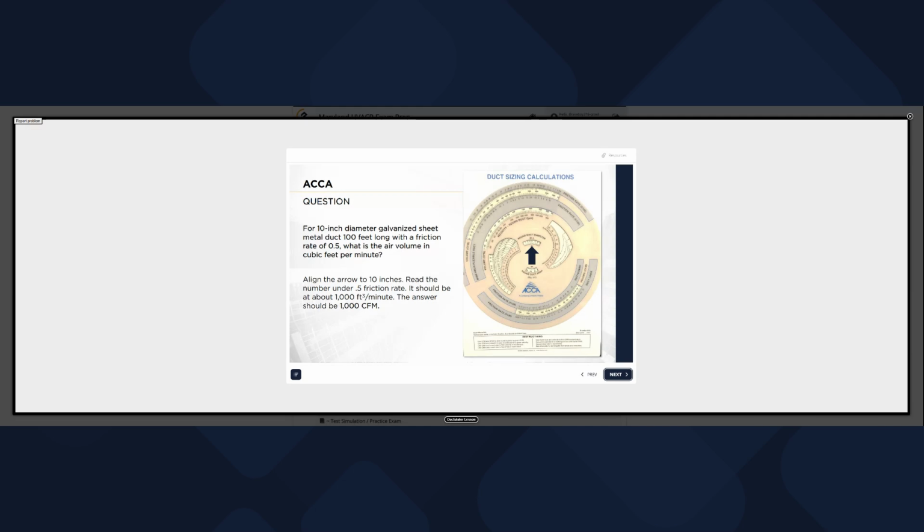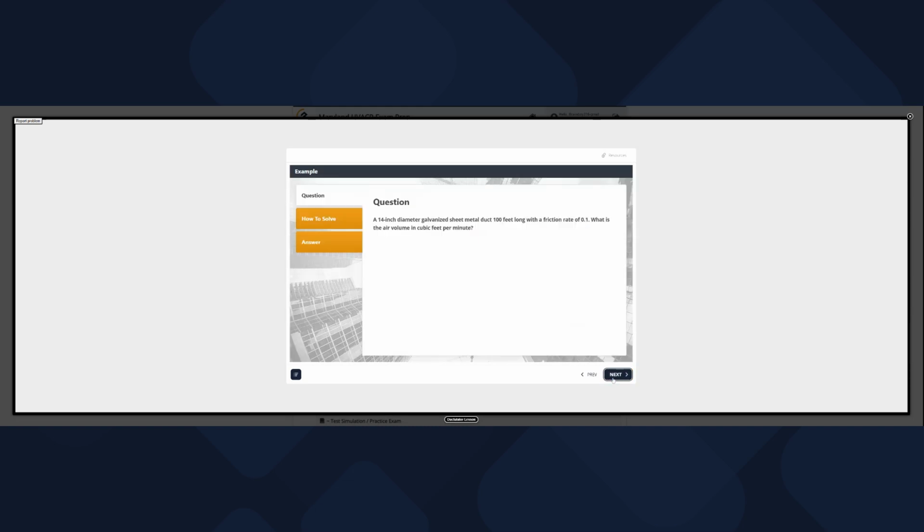Align the arrow to 10 inches. Read the number under 0.5 friction rate. It should be at about 1,000 feet cubed per minute. The answer should be 1,000 CFM. Let's work through another example. Click the next button or on each tab to see how to solve and the correct answer.